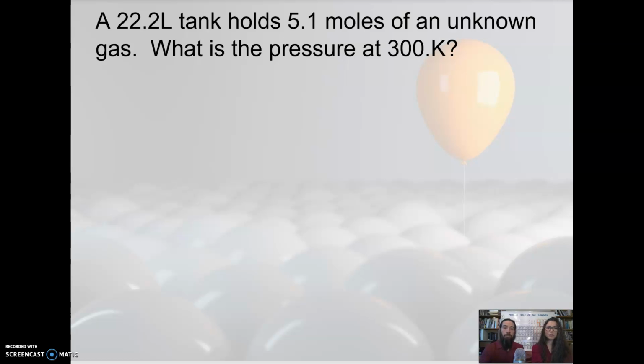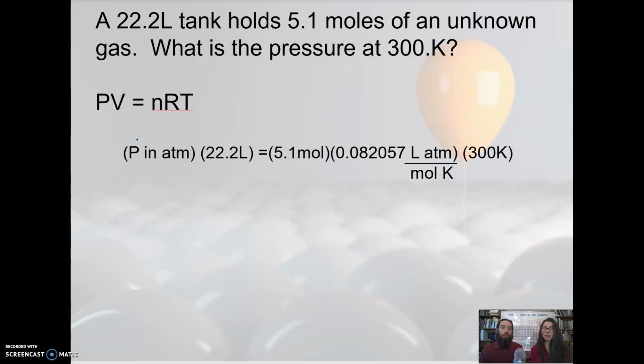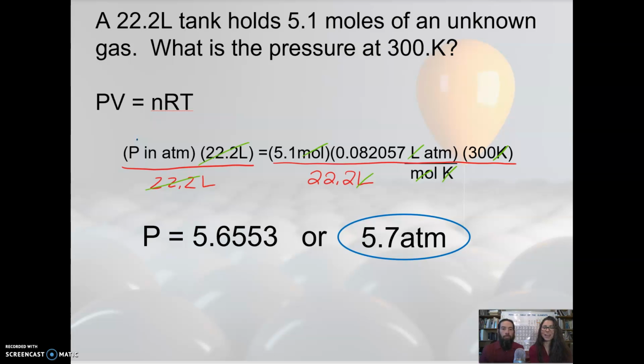So here's an example. If we have a 22.2 liter tank and we have a certain amount in moles, we don't know what the gas is, and we have a pressure. What's neat about this ideal gas law is it doesn't matter what gas it is, all will behave this way, and it really just depends on the amount in moles. So if we put in our values and solve for pressure, we can divide by 22.2 liters on both sides. We're going to walk through this very carefully so you can see how we did the math. Notice how all of the units cancel. And if you calculate this out, you get 5.6553 in your calculator, but you have to go back to the problem and see what your significant figures were, and we need 2 for this, so 5.7 atmospheres.